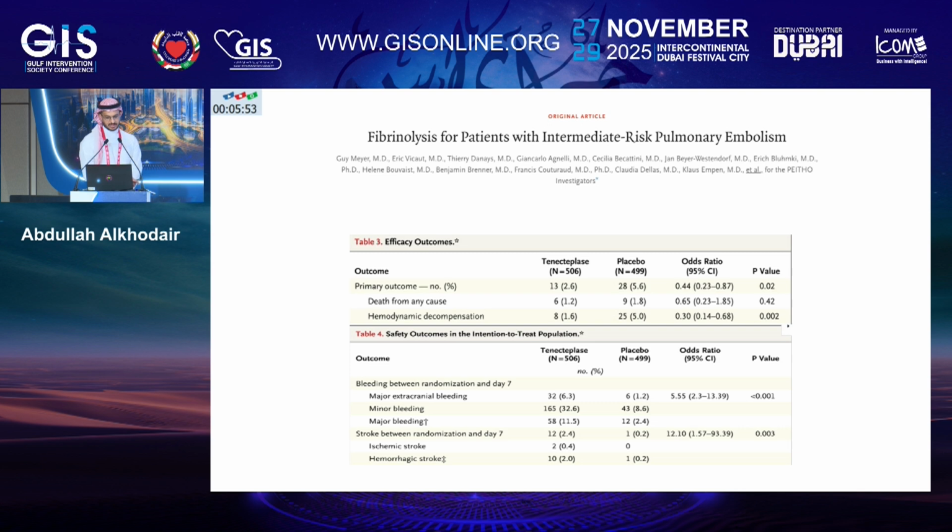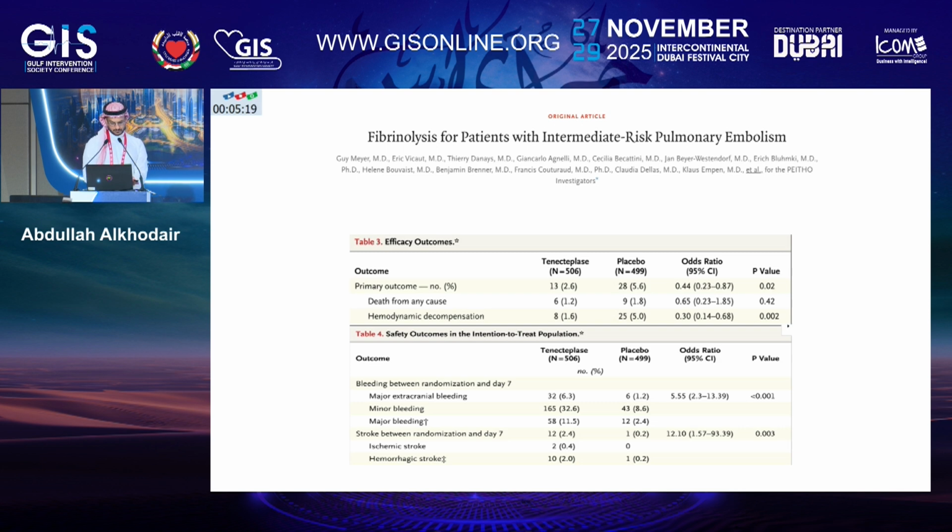And I think this study, the PEITHO study, helped us understand this, or I don't know if it helped us, because it gave us two conflicting messages. So it included patients with intermediate risk PEs, and they randomized them to thrombolytics versus no. And in the primary endpoint, you can see that death was lower in the TNK group, not statistically significant, but this came at a price of increased bleeding.